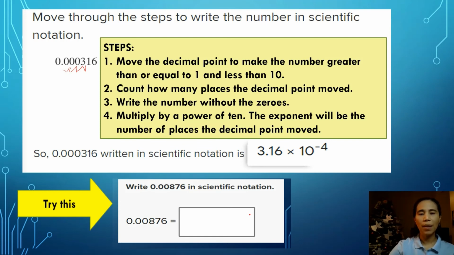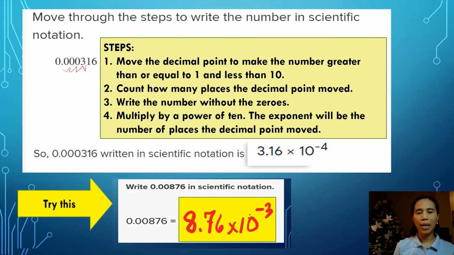Always remember that you have to move the decimal point to make the number greater than or equal to 1 and less than 10. And then, you have to count the number of places the decimal point moved. After that, you're ready to write the number without the zeros, and then multiply it by a power of 10. Then the exponent will be the number of places the decimal point moved. I believe you are done. Let's check your work.